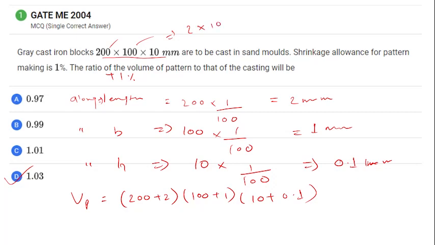So how much will this come? 2 into 10 to the power 5 mm cube. And when you solve this, how much is it coming? 202 into 101. Ma'am, 6.1. Yes.